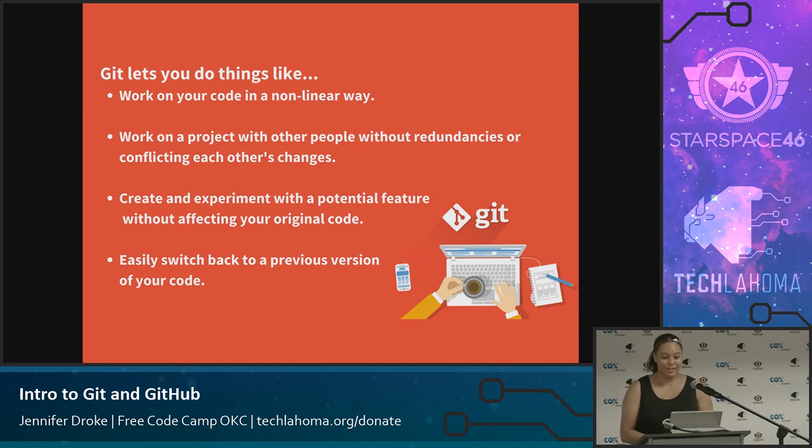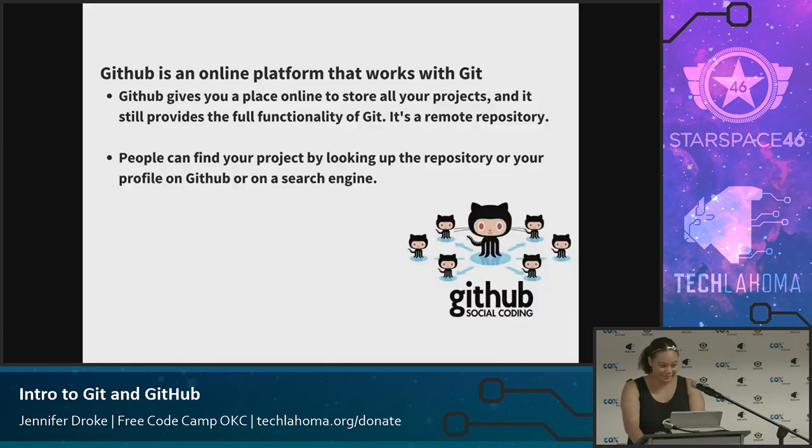You can work on a project with other people without conflicting each other's changes, overriding each other's changes, or doing double work. You can create an experiment with a potential feature that you want to add in without affecting your code that's either currently running or the code that you just don't want to break because it's already beautiful. And you can easily switch back and forth between old versions of your code. Like if you have version 1.0, but you're on to like version 3, you can go back to 1.0 at any time for whatever reason.